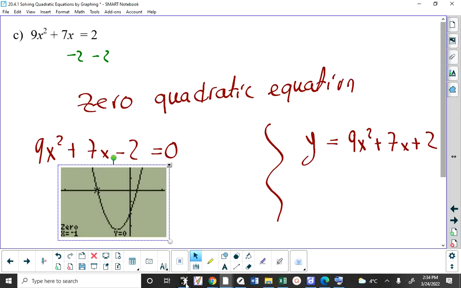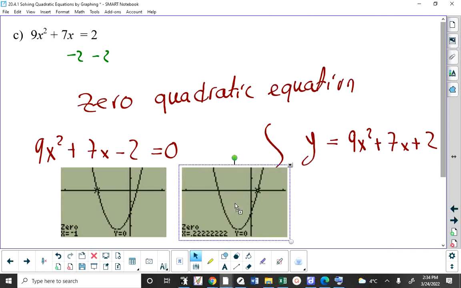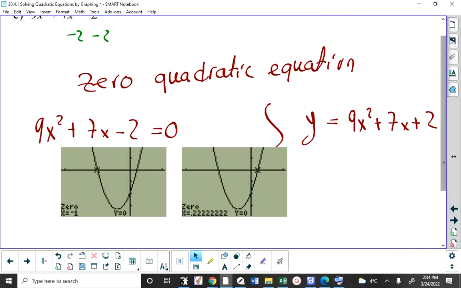-1. And 0.2 repeating. So the solutions to the equation, the roots to the equation are -1 and 2/9. How are we getting 2/9? You're just going to your home screen after you get that one. You're hitting math, enter, enter. Or you know that 0.2 repeating is 2/9. Still good?